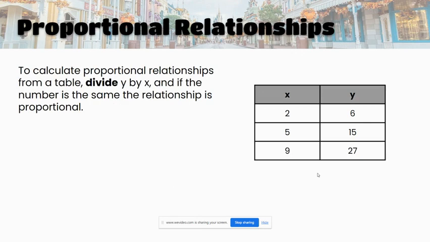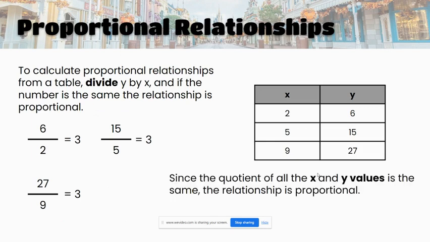To calculate proportional relationships from a table, you're going to divide y by x, and if the number is the same, the relationship is proportional. So here we go, 6 divided by 2, well, that's equal to 3. 15 divided by 5, y divided by x, is equal to 3. 27 divided by 9, also equal to 3. Since after I divided all of my y values by my x values, it is the same number, which is 3, that's called your constant of proportionality, and it is proportional. If I was to write an equation for this proportional relationship, it would be y equals 3x.